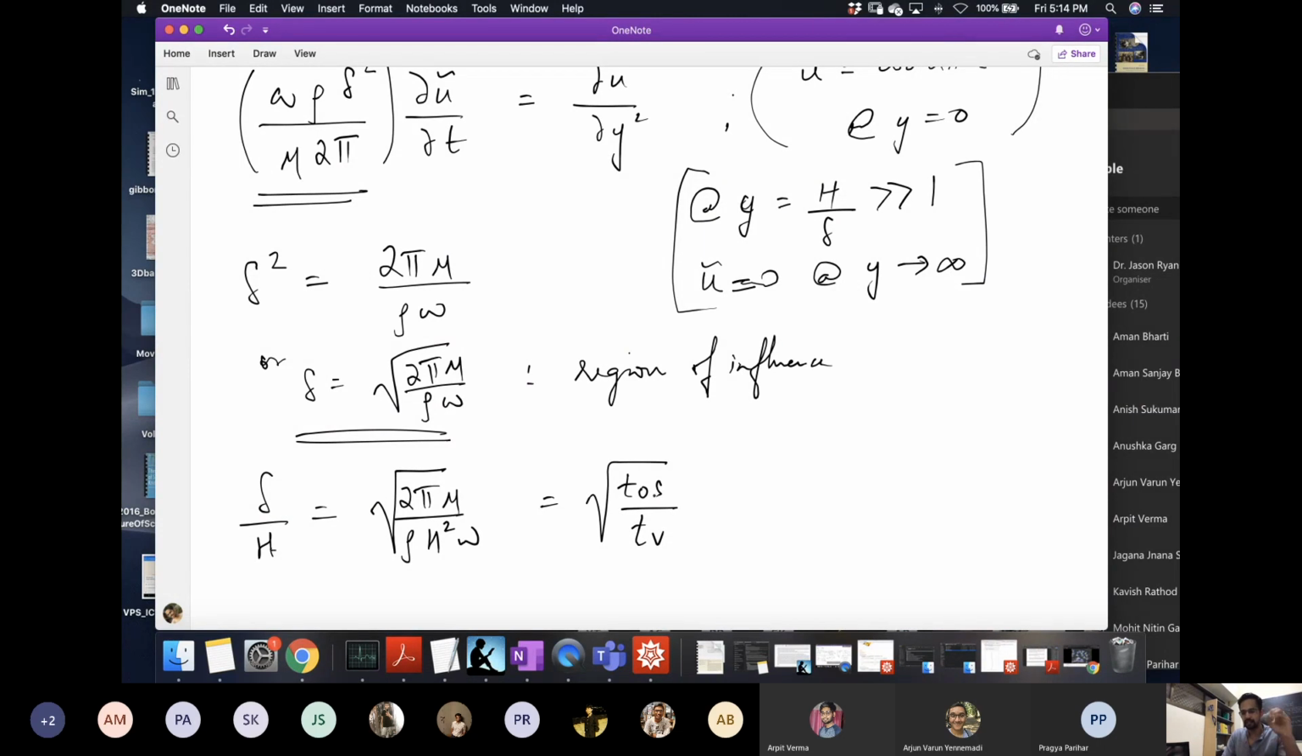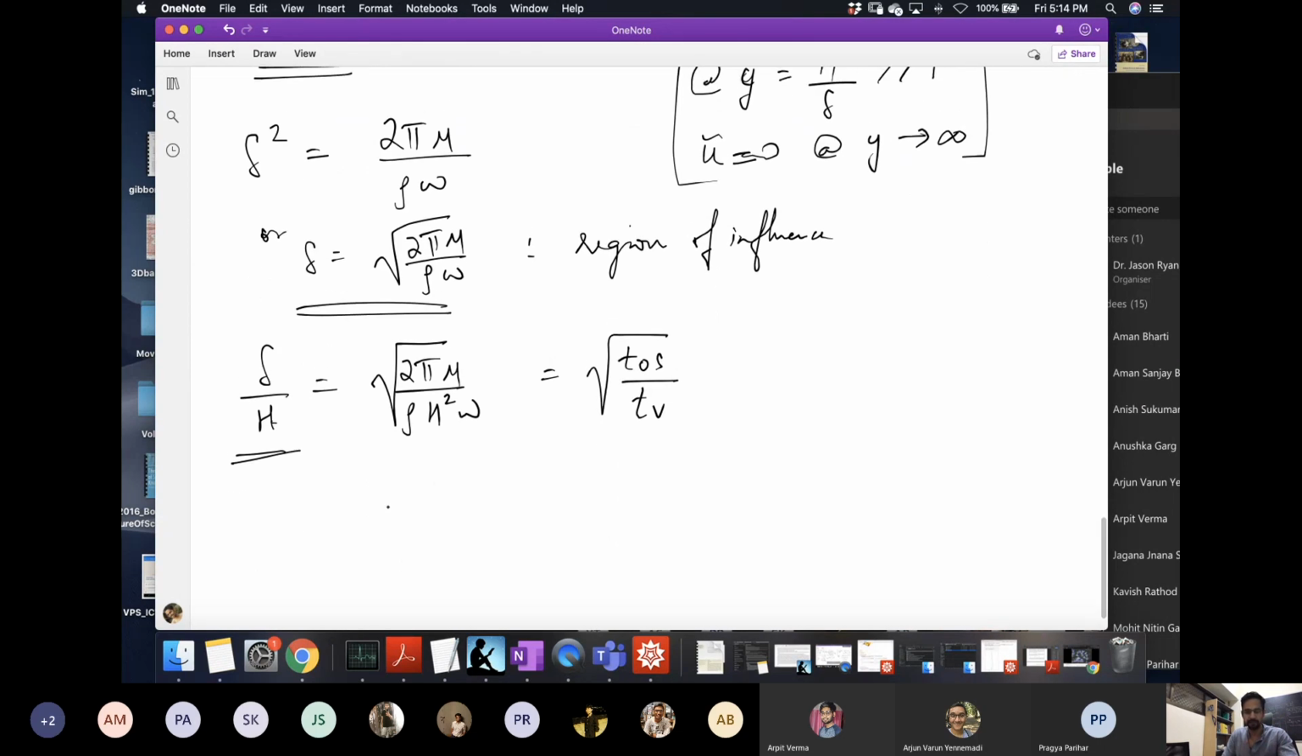But if the oscillation time period is very small and the viscous time scale is big, then you won't have time to relax, and delta by h will become small. So that is the current situation that we're at, right? So that's how we derive the boundary layer thickness.